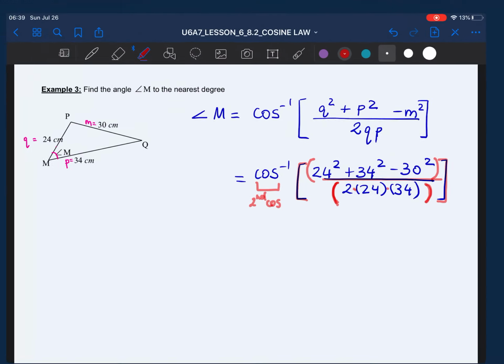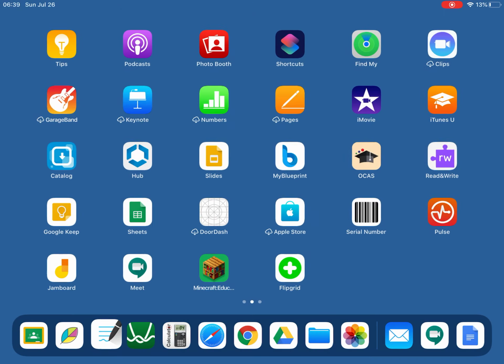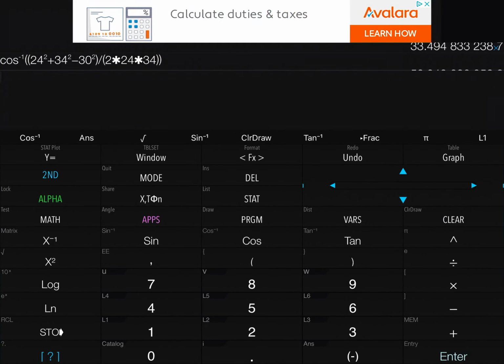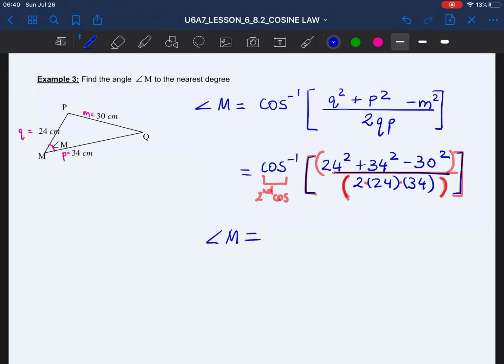59.349, so 59.3 degrees. So we're going to say angle M equals 59.3. We'll round to one decimal. Degrees. So that would be the answer. And that's how you do it in one step in your calculator.